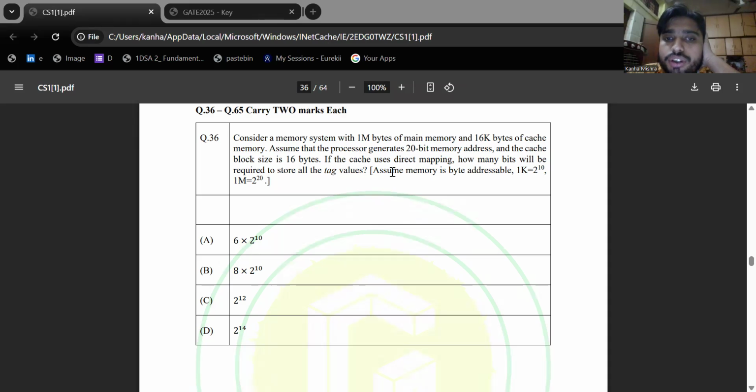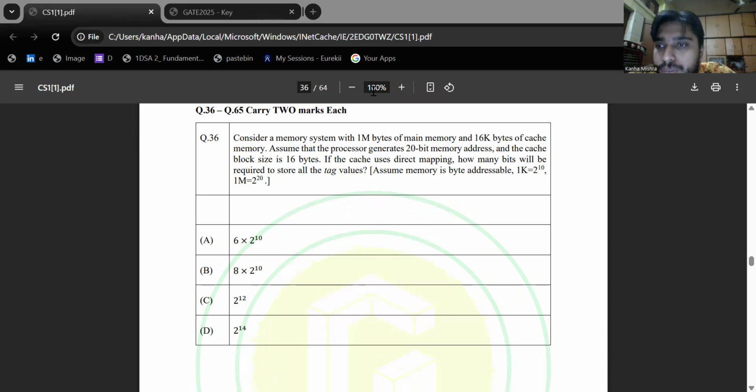Hello everyone, let's solve question number 36 of GATE paper CS1 2025. Consider a memory system with 1 megabyte of memory and 16 kilobytes of cache memory. Assume that the processor generates a 20-bit memory address and the cache block is of 16 bytes. If the cache uses direct mapping, how many bits are required to store all the tag values? Assume memory is byte addressable.